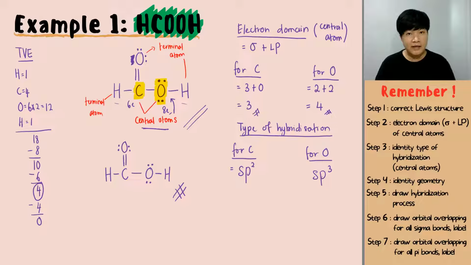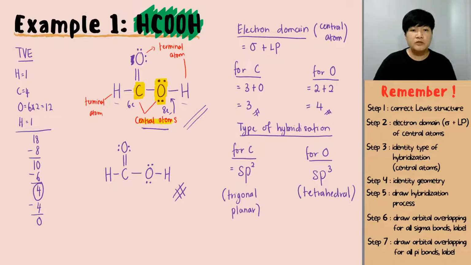From the sp2 and sp3, we then can determine the geometry. The geometry for the carbon central atom, sp2, will be trigonal planar. While for the oxygen central atom, which is sp3, the geometry will be tetrahedral. Okay? For the sp3 is a tetrahedral, but bear that in mind, the oxygen is having lone pairs. Okay? And make sure you are going to calculate the electron domain and also the type of hybridization for both of these central atoms. Okay? By using this correct Lewis structure. Make sense?